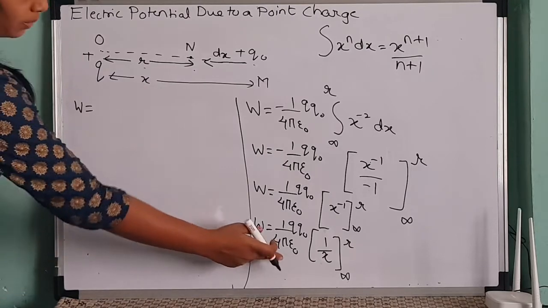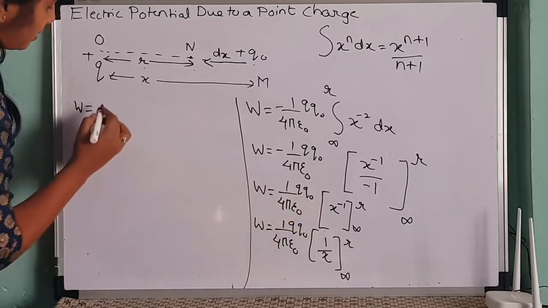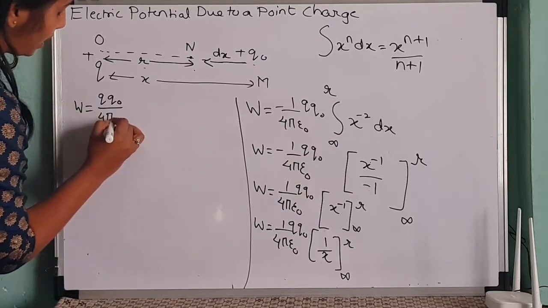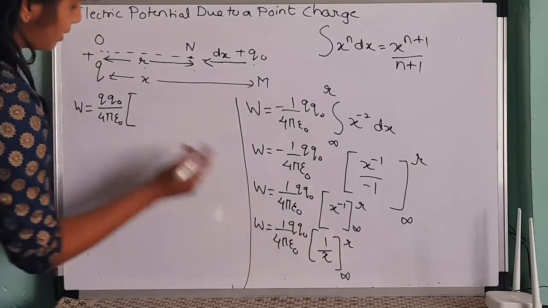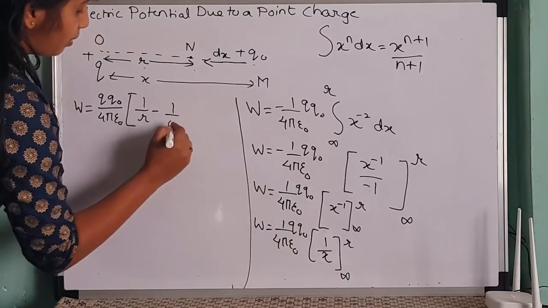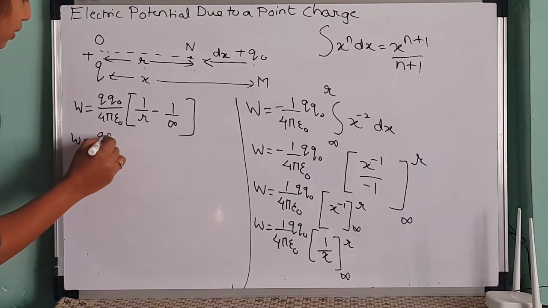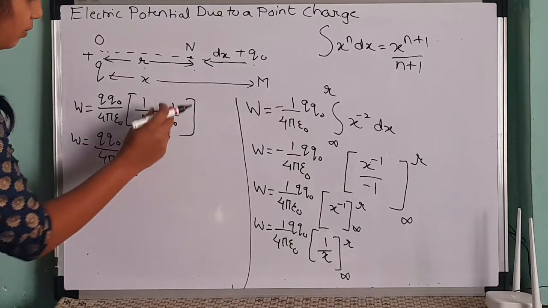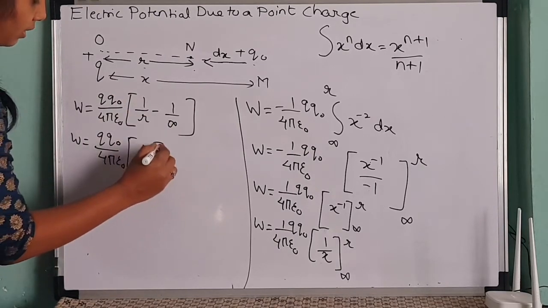W is equal to, after integrating 1 by x, that is after putting the limits, you get outside Q naught upon 4 pi epsilon naught. First I put the upper limit instead of x, that is 1 upon r, minus the lower limit, that is 1 upon infinity. Here Q naught 4 pi epsilon naught as it is. Here we know 1 upon infinity is always 0. So here you get only 1 by r.